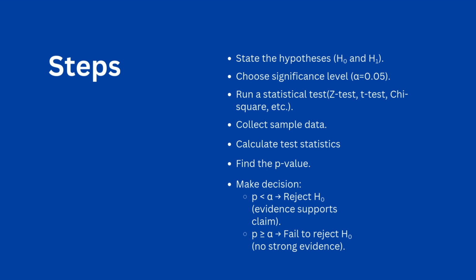In step 7, we make a decision. Compare the p-value to your significance level. If the p-value is less than or equal to alpha, you reject the null hypothesis and support the alternative. If it's greater, stick with the null hypothesis. Step 8 is to report results. Transparent reporting means sharing your hypothesis, the test used, the test statistic, the p-value, and your conclusion.